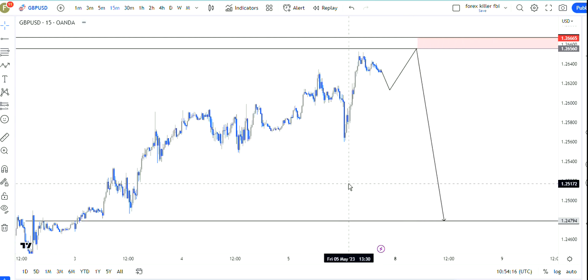Ladies and gentlemen, this is what I can see for the upcoming week on major pairs, that is DXY, Euro USD, USD CHF, and GBP USD.